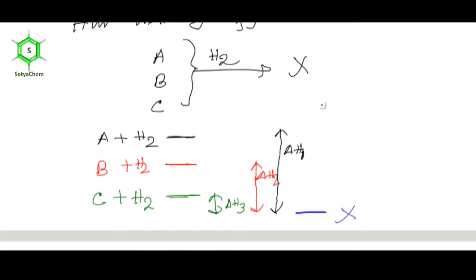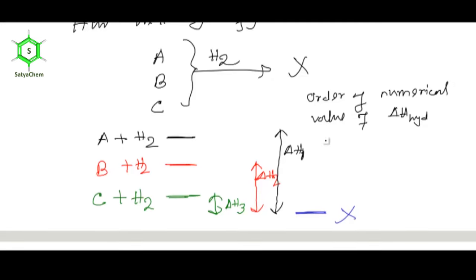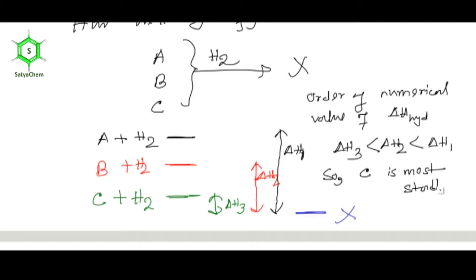Now just remember the above statement. The order of the numerical value of the heat of hydrogenation is delta H3 less than delta H2, which is less than delta H1. So C is the most stable one, because delta H3 is the smallest. Clear? From the diagram it is clear that C is the most stable compound. Now we'll extend this concept to understand resonance energy.